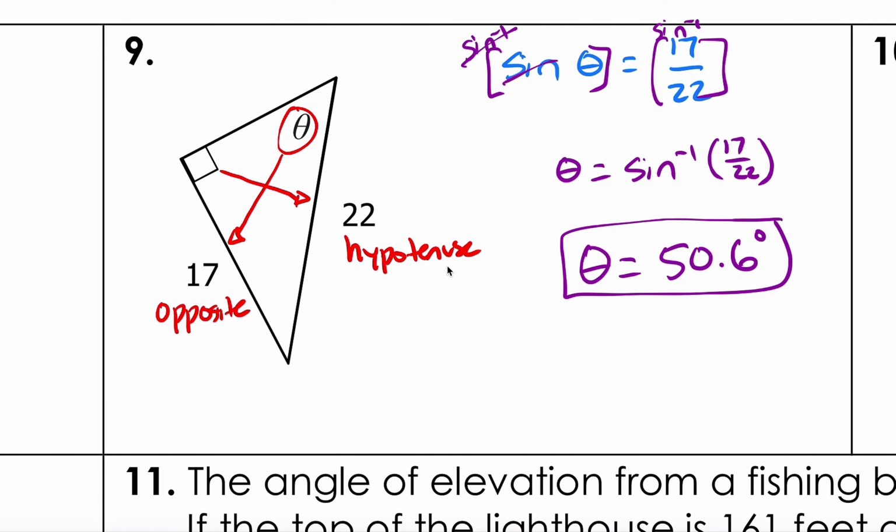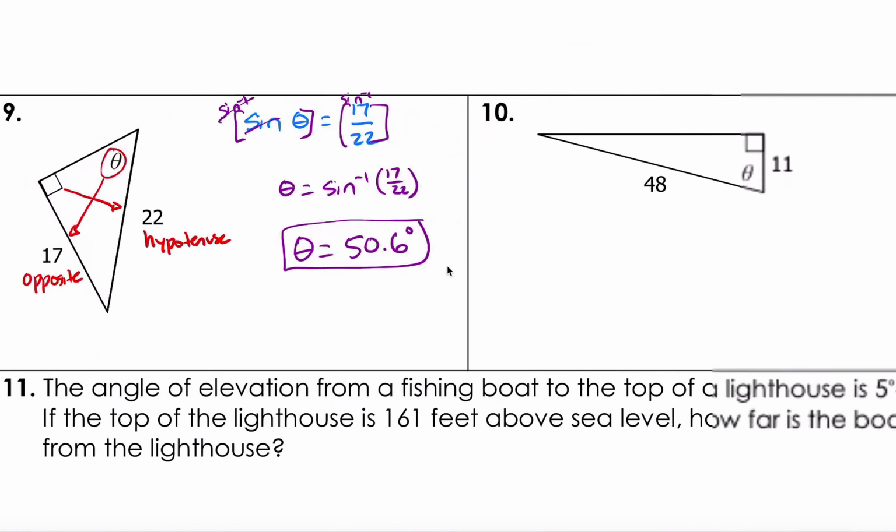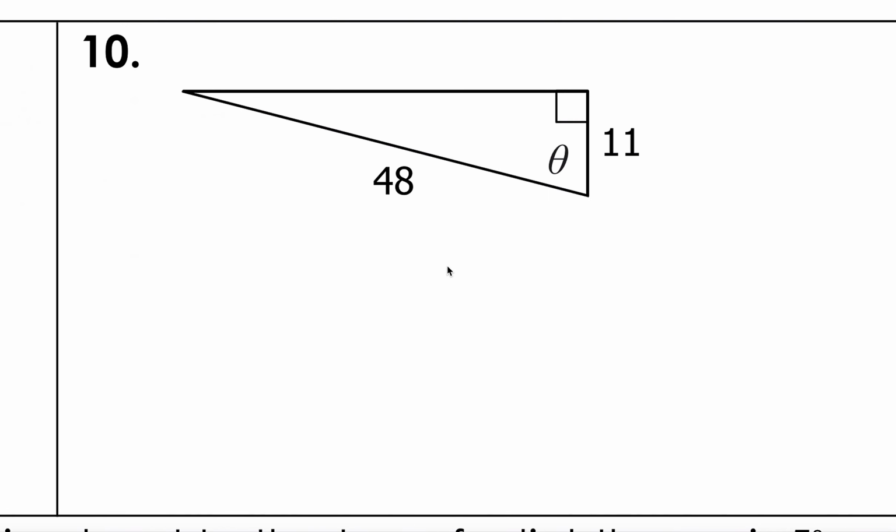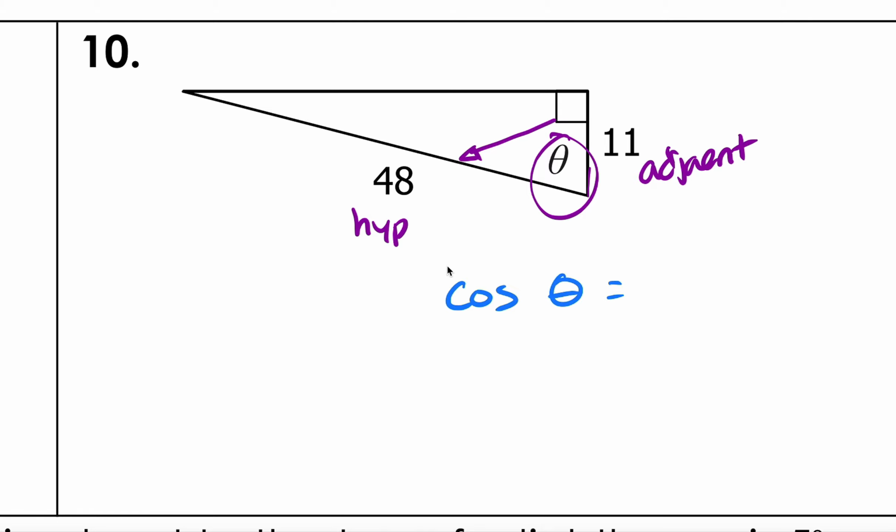Okay, hopefully you're getting the hang of this. Let's try one last one. So again, 48 is the opposite of the right angle, so this is the hypotenuse. And here's my theta, that's the angle I'm dealing with, and I have the side that's right next to it, or adjacent to it. So adjacent, hypotenuse, that is cosine of theta equals the adjacent over hypotenuse, or 11 over 48.